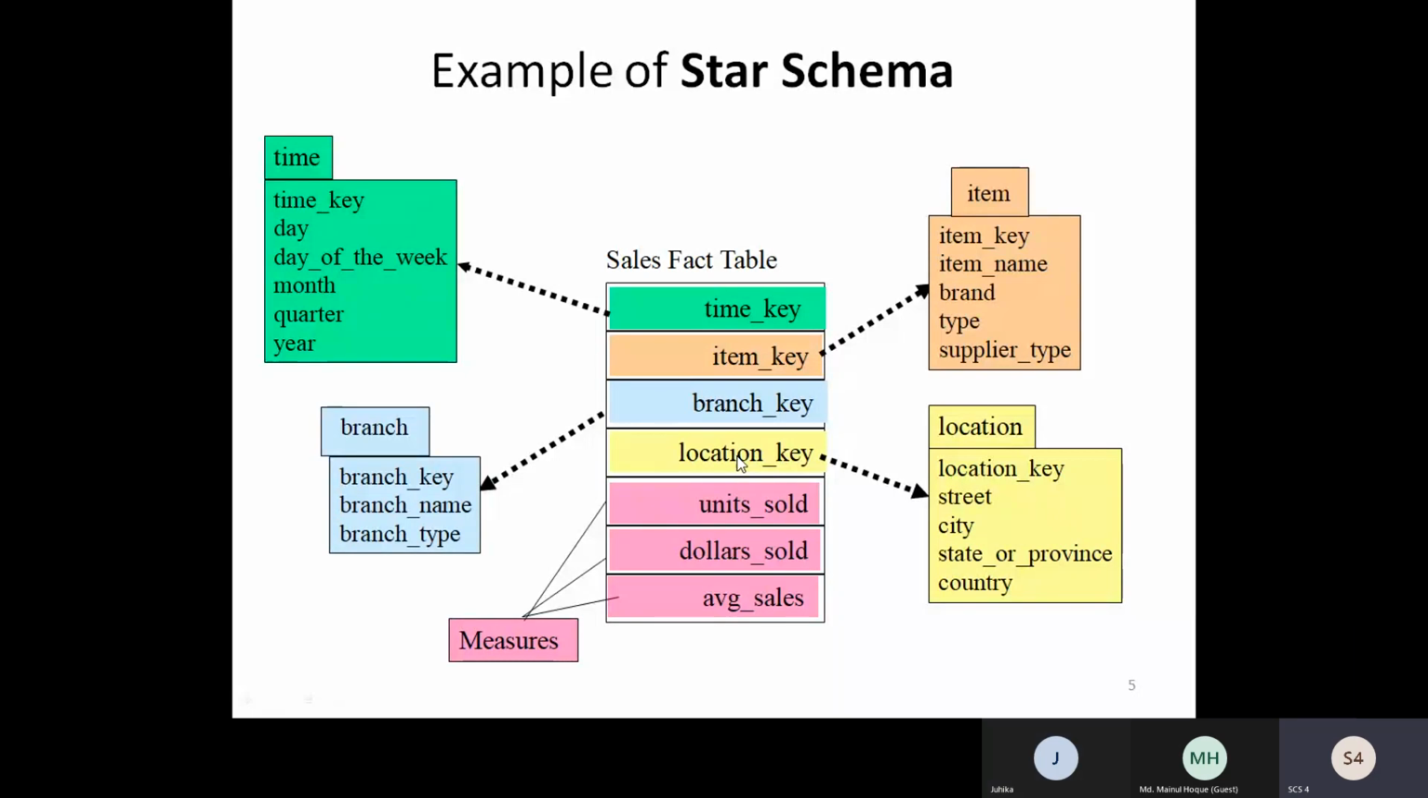So overall, with the help of this time key, we can access this time table. Similarly, with the help of this item key, you can access this item table, right? Similarly, branch key, location key. So what is actually happening here is that at the center we are placing the fact table, where all the keys to access the other tables are put, right? So through this fact table you can directly connect all the other tables, right? So this takes the form of a star.